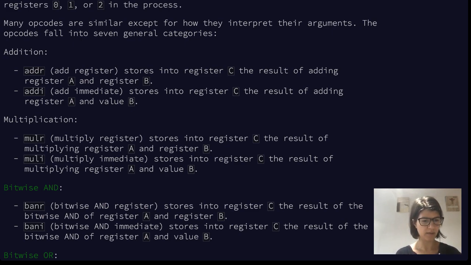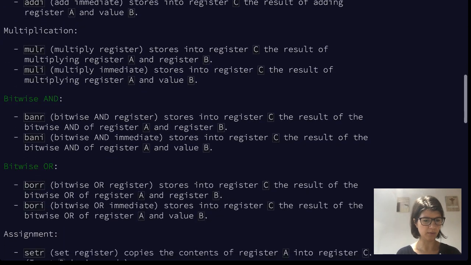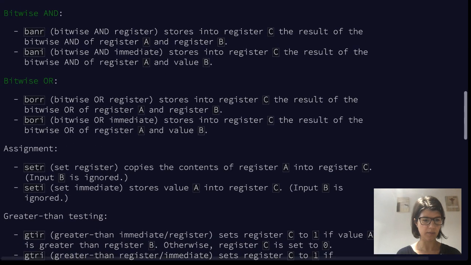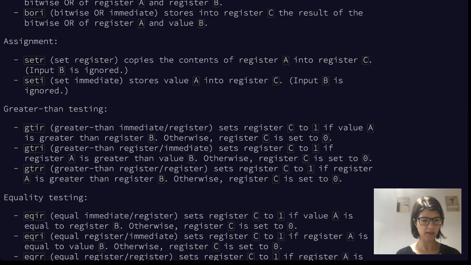Then there is bitwise AND, bitwise OR. Okay, banr, bani, borr, bori. Bitwise AND, bitwise OR, assignment: setr, set register, copies the content of register A into C; seti stores value A into C. Okay. Greater than testing, oh, there's 3 of them.